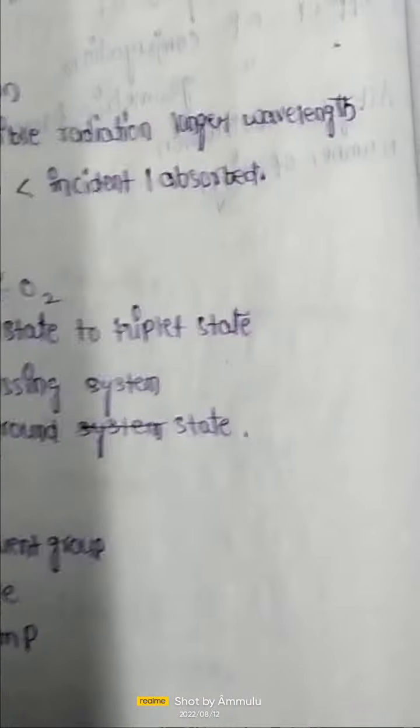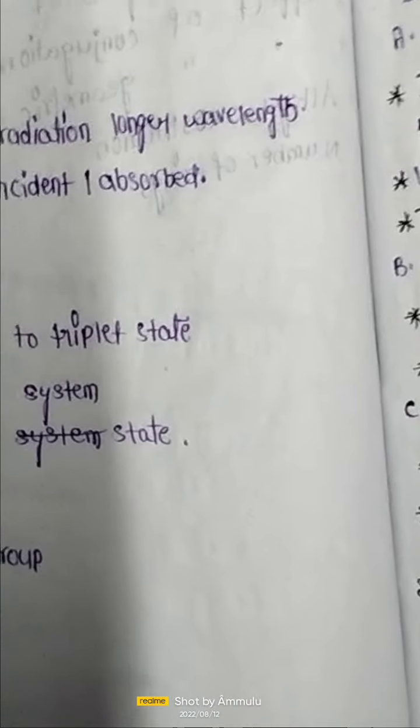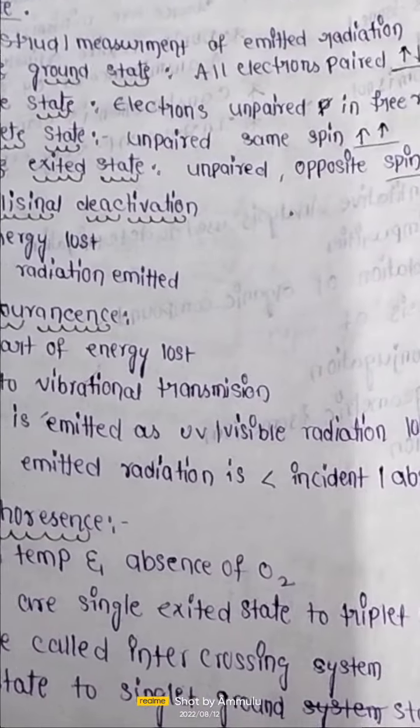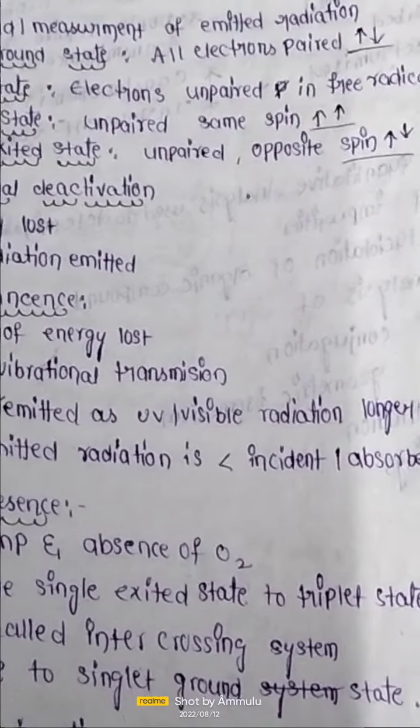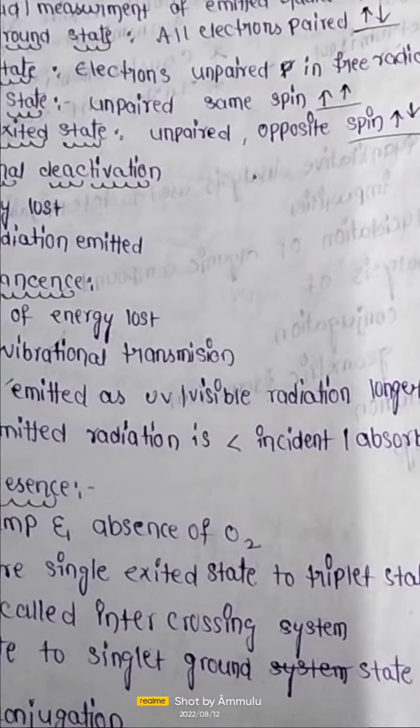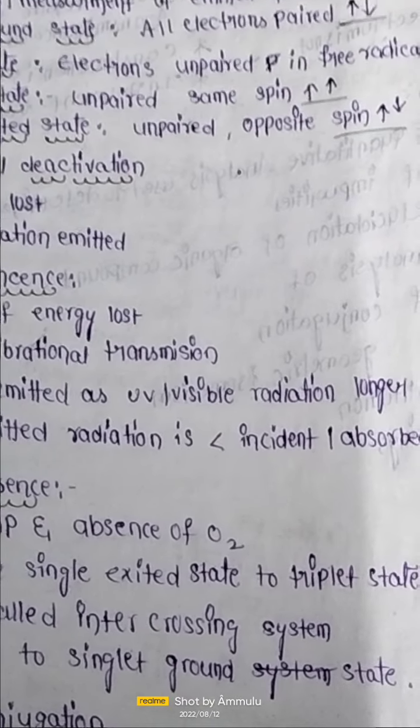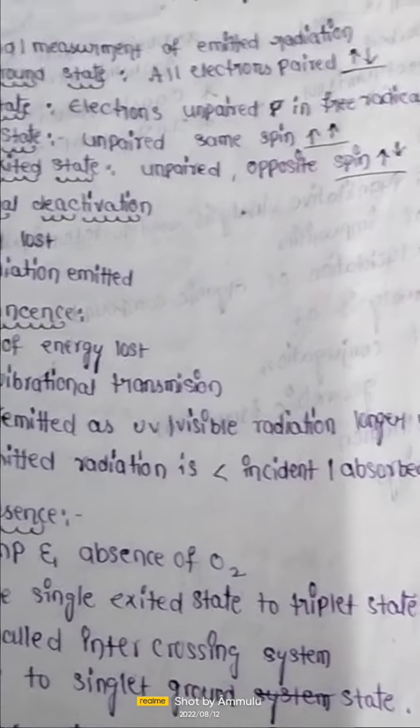Fluorimetry. The absorption of UV and visible radiation can be identified by using fluorimetry. Transmission of electrons from the single ground state to the single excited state can be observed in this fluorimetry.